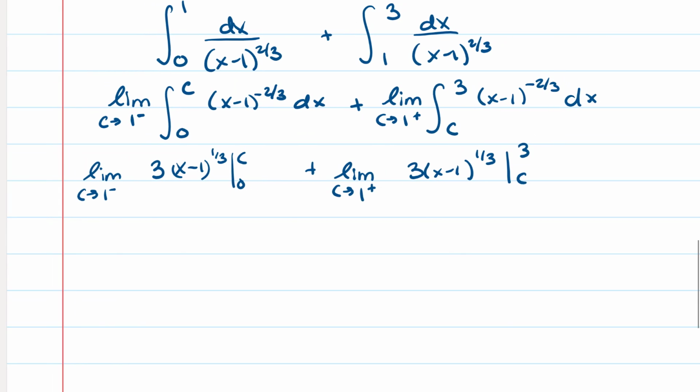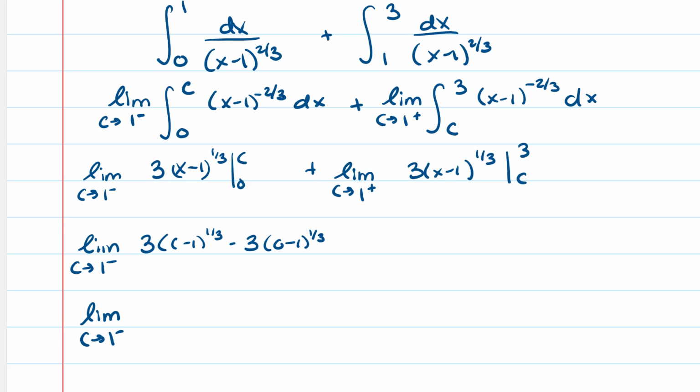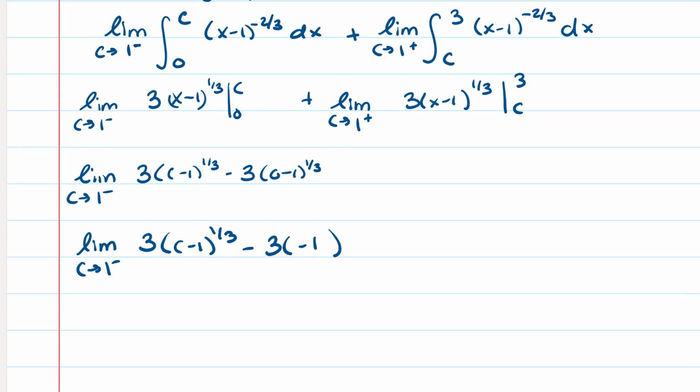Okay, I'm going to work out one and then the other. For me, it works easier that way in my brain. So this is the limit as c approaches 1 from the left of 3(c minus 1) to the 1/3 minus 3(0 minus 1) to the 1/3. So it's the limit as c approaches 1 from the left of 3(c minus 1) to the 1/3 minus 3 times negative 1. Okay, so as I approach 1 from the left, I just plug it in. So I get 3(1 minus 1) to the 1/3 plus 3, the whole thing zeroes out, and I get 3.